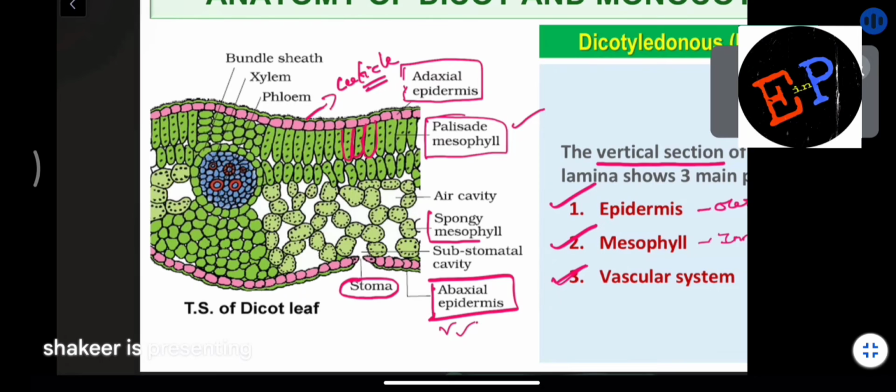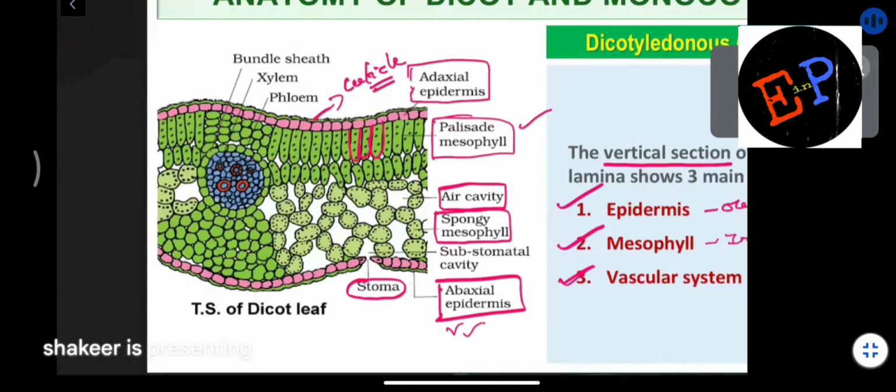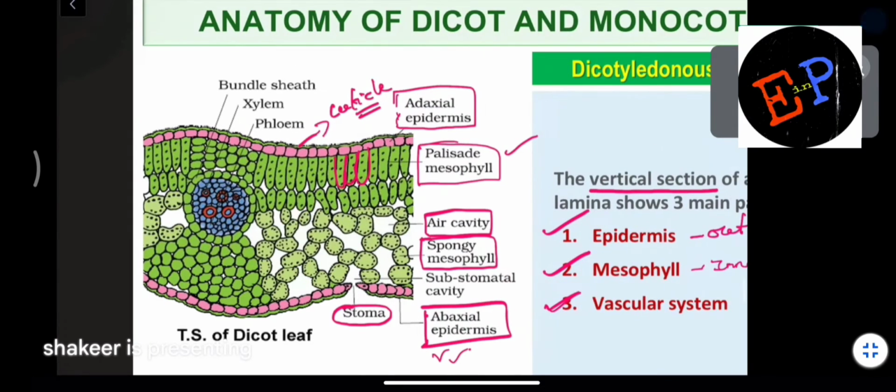Then here you will find spongy mesophyll with some air cavities in between them. In palisade mesophyll you don't find any gaps. Gaps are very few. But in a spongy mesophyll you can find gaps present in between the mesophyll cells. Are you able to understand?